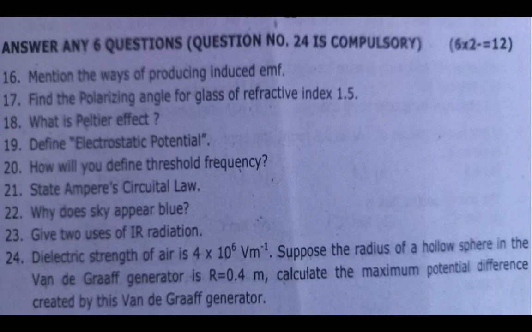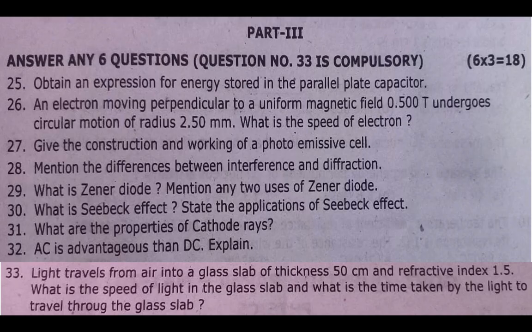Question number 24. Dielectric strength of air is 4 into 10 power 6 volt per meter. Suppose the radius of a hollow sphere in the Van de Graaff generator is R equal to 0.4 meter. Calculate the maximum potential difference created by this Van de Graaff generator.